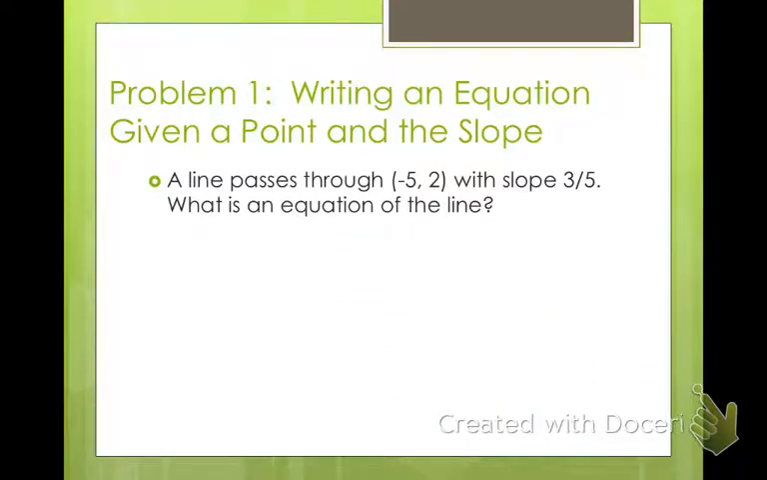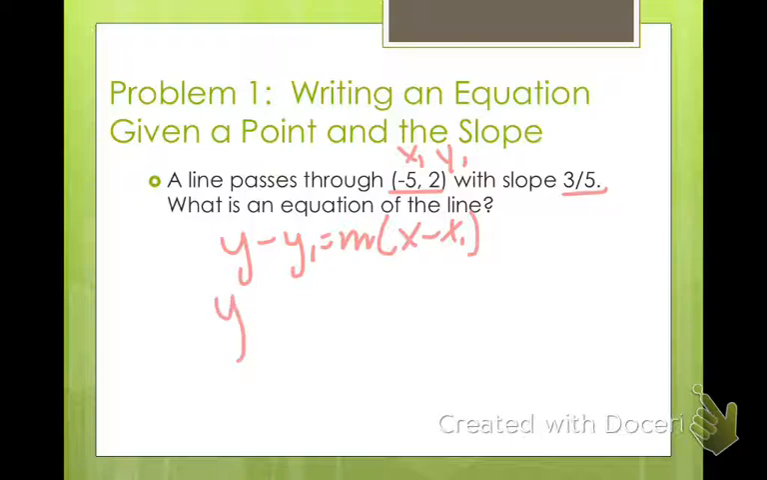So if we have this information, a line passes through the point negative 5, 2 and has a slope of 3/5, let's write an equation for that. Since we're given a point and a slope, which form do you think we're going to use? Point slope form. So y minus y1 equals m times the quantity x minus x1. Remember that our points are always in the order x, y. So I have y minus 2 equals 3/5 times the quantity x minus a negative 5, or x plus 5. Pretty easy, right?